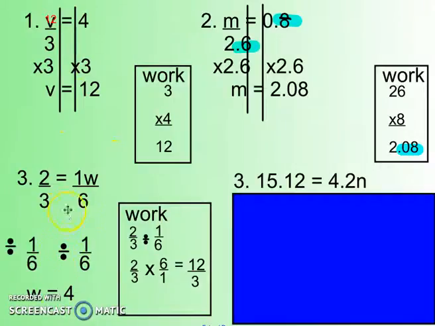If I divide both sides by 1/6, because that's the one that's next to W, look what happens. I take 2/3 divided by 1/6. Keep, change, switch. And look what happens. I multiply straight across and I get 12/3. Well, 12/3 is the same as 4 wholes. And I can even put 4 in here. And I notice that when I do that, I get an answer of 4 times 1 is 4, divided by 6. 4/6 is the same as 2/3.